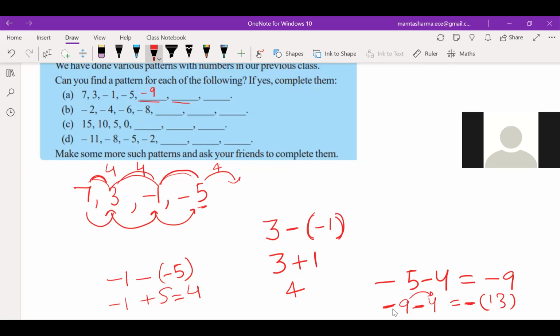Add them as a whole number and write the negative sign before the result. Why negative sign? Because it is the sign of the greatest number. Which number is greater between minus 9 and 4? 9 is greater, and here the sign is minus. So the greater number has sign minus. That's why in the result the minus sign would come, and minus minus will be plus. That's why we have added these two numbers.